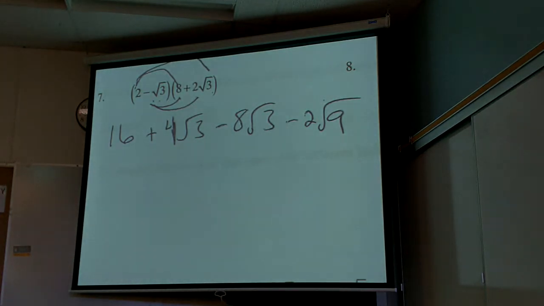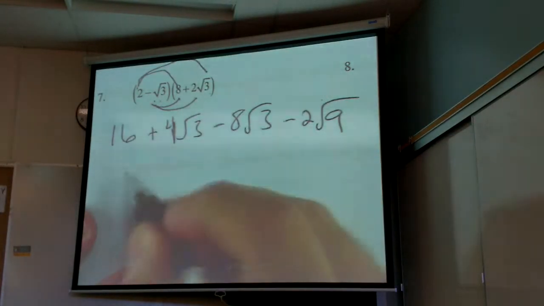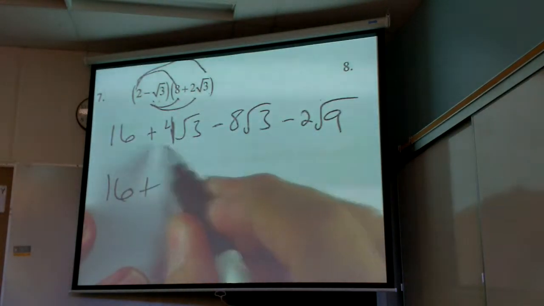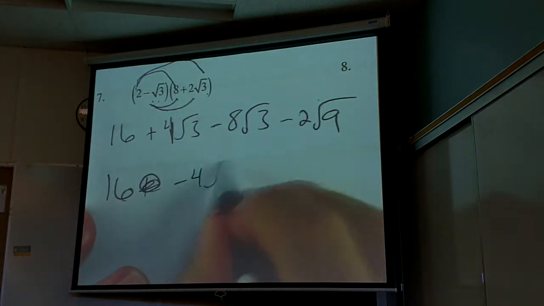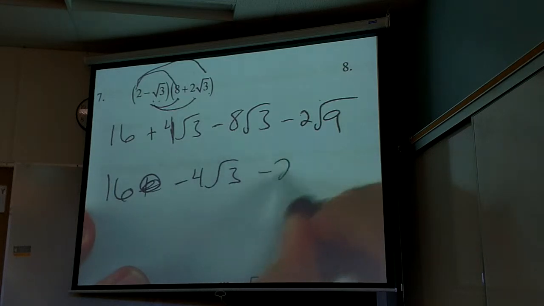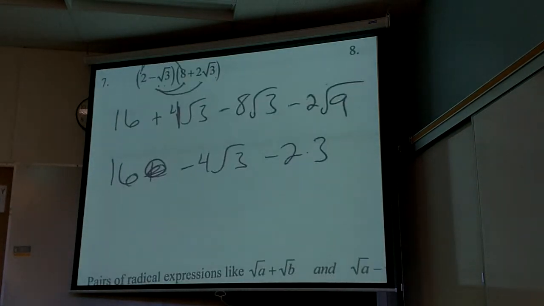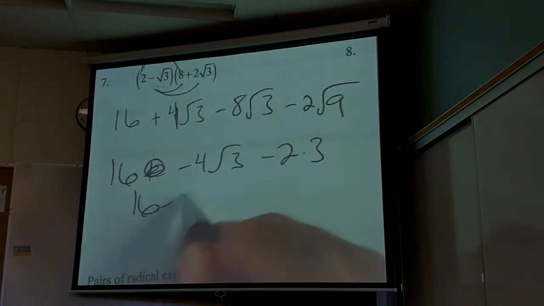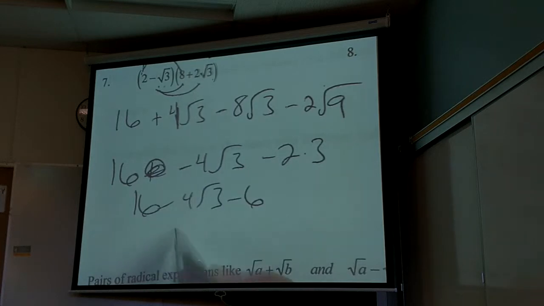It happens often enough to become a really useful shortcut, but if you don't like it, you don't have to do it. So what can I do here? What's the middle going to become? Negative. Put a plus down. You have minus 4 rad 3. And this is going to be minus 2 times 3. Is that cool? 16 minus 4 rad 3 minus 6, which is 10 minus 4 rad 3.